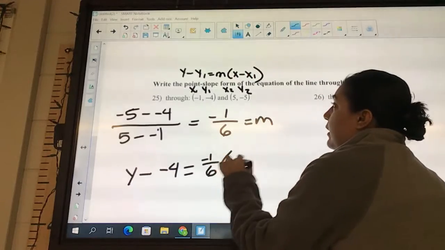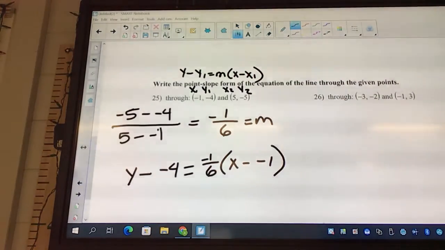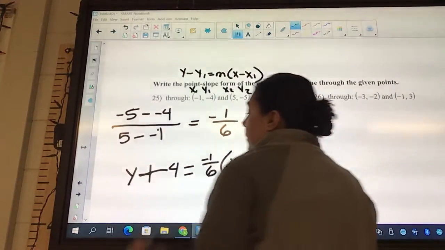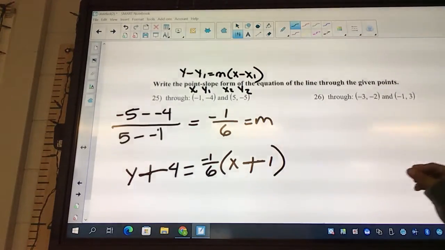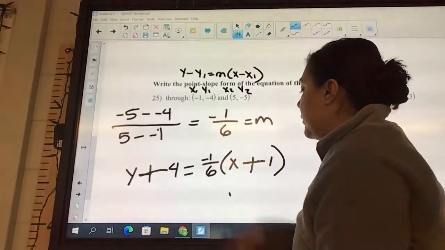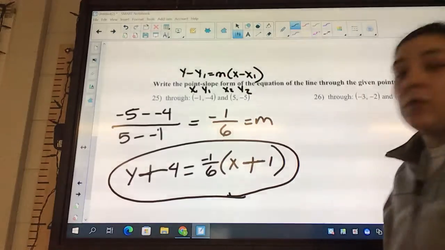-1/6 times x minus my x1 is -1. Do we have any minus minuses? Yes. Okay, do we stop or keep going? What should my answer look like? Well, it should have some parentheses and stuff in it. And this one does, and so we can stop. It's in point slope form, and they want it in point slope form.